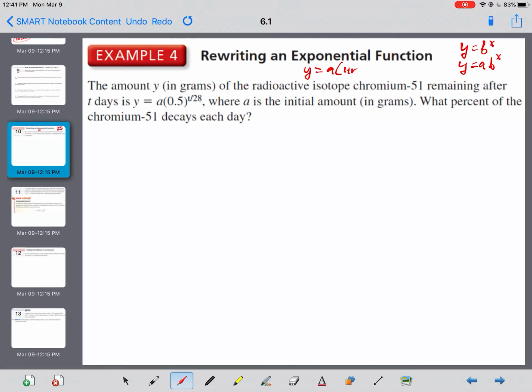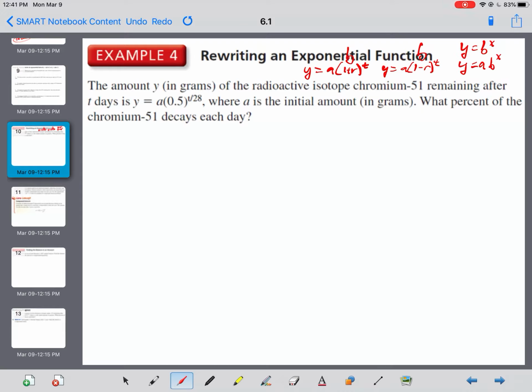We also talked about y equals a times (1 plus r) to the t, and y equals a times (1 minus r) to the t. Basically, you're replacing the b with 1 plus r or 1 minus r. So your rate, percentage expressed as a decimal, added to 1 is going to be bigger than 1, so it'd be growth. Or your rate expressed as a decimal and subtracted from 1 is going to be less than 1, greater than 0, so it would be decay. So we're going to look at rewriting exponential functions so that we can figure out what their rate is.